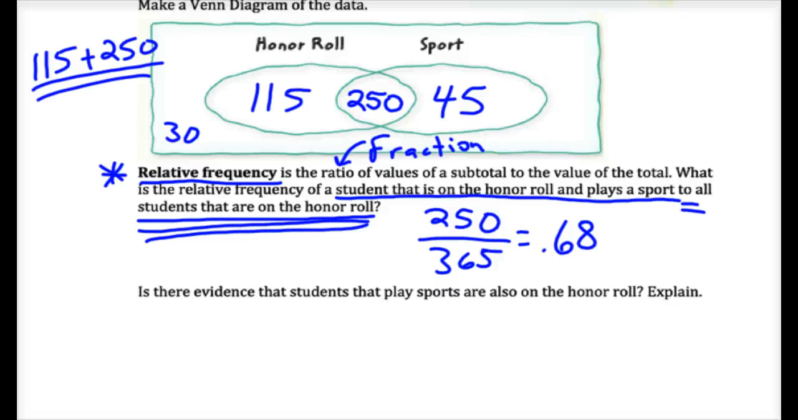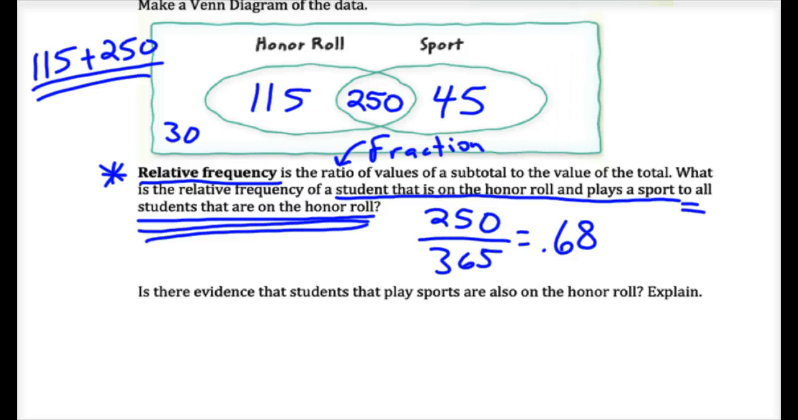How many kids don't play sport? Percentage. 32. Compared to what? 100. No, compared just to the whole class. So maybe 68% of the 365 play a sport.